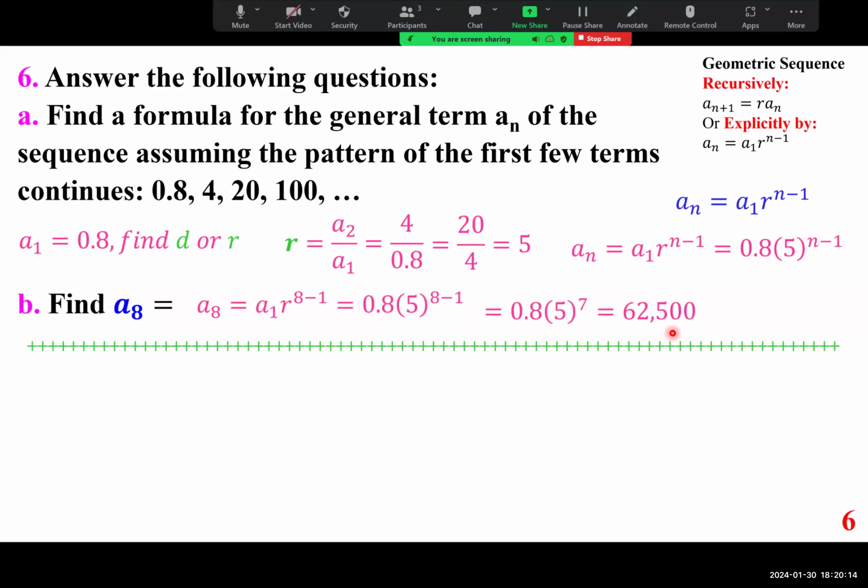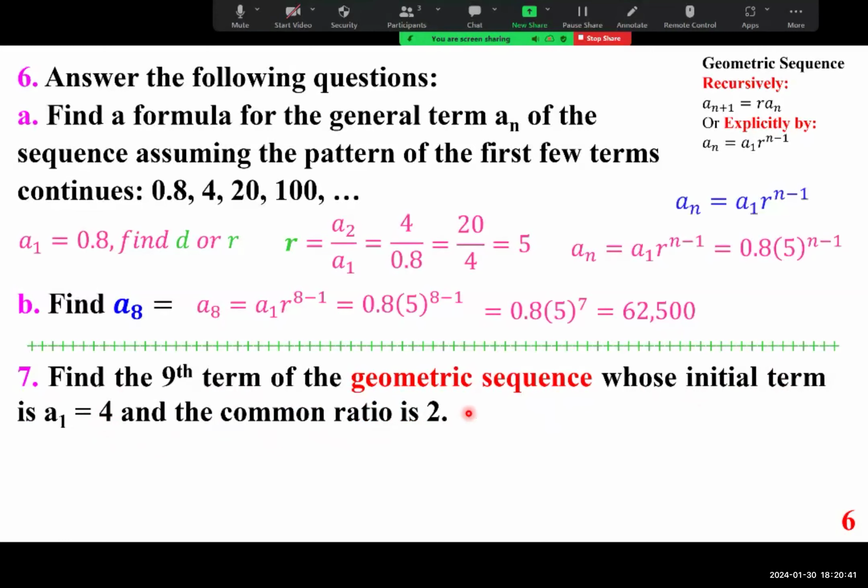Question number 7, find the ninth term of the geometric sequence whose initial term A sub 1 is given as 4, and the common ratio is given as 2. So obviously we're going to use this formula with A sub 1 being 4, r being 2, n being 9. That's what we want. Why is it n equals 9? Because we want the ninth term.